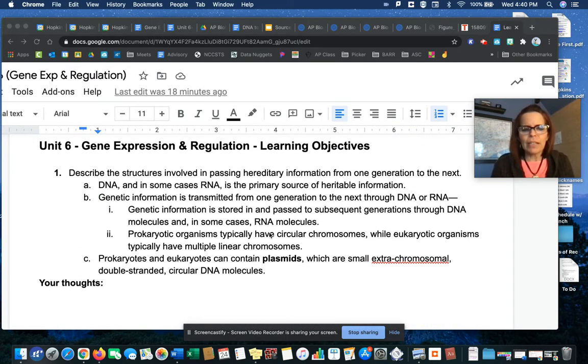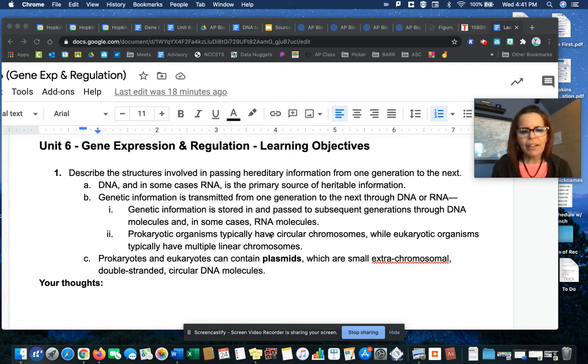The first one says, describe the structures involved in passing hereditary information from one generation to the next. So that's talking about the shape of the DNA molecule. DNA, and in some cases RNA, is the primary source of heritable information. Genetic information is transmitted from one generation to the next through DNA or RNA. It's stored in and passed to subsequent generations through DNA molecules.